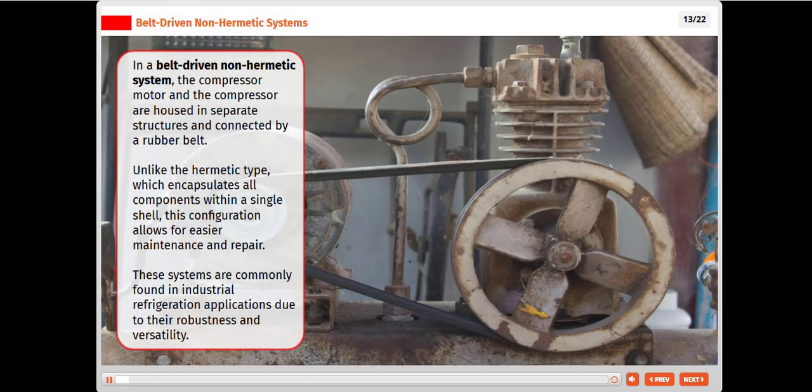In a belt-driven non-hermetic system, the compressor motor and the compressor are housed in separate structures and connected by a rubber belt. Unlike the hermetic type, which encapsulates all components within a single shell, this configuration allows for easier maintenance and repair. These systems are commonly found in industrial refrigeration applications due to their robustness and versatility.